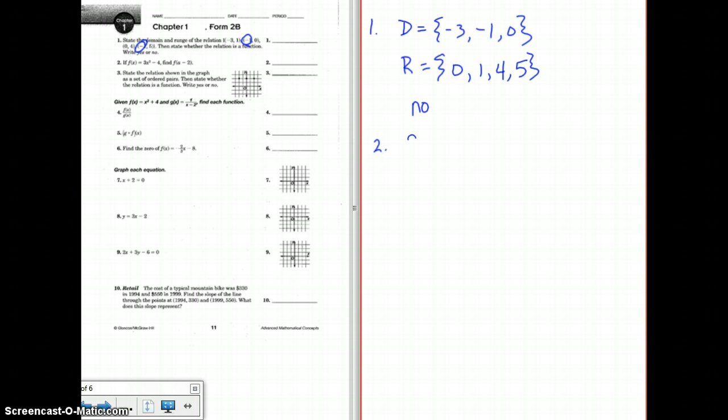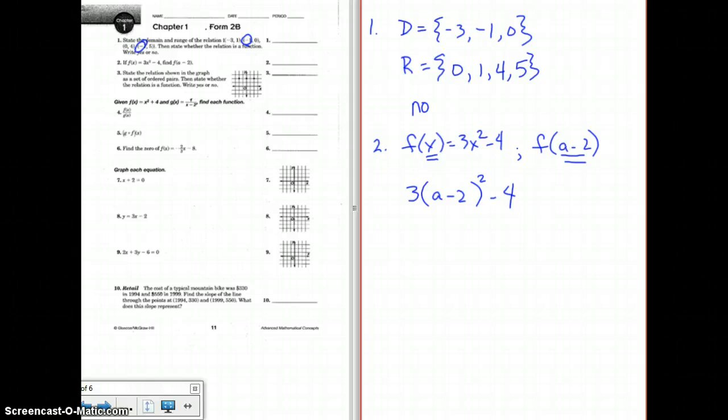Number 2, we have a function f of x equals 3x squared minus 4, and we want f of a minus 2. What you want to do is replace the x in the function with an a minus 2. So where I have the x, I'm going to put a set of parentheses and put the a minus 2 in there. And then you have to follow the order of operations. Remember PEMDAS: parentheses, exponents, multiplication, division, addition, and subtraction. And we do have an exponent right here.